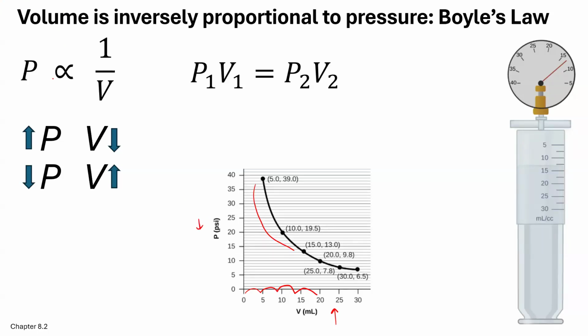So pressure is proportional to 1 over volume. So as volume goes down, pressure goes up. As volume goes up, pressure goes down. And it kind of makes sense to me, right? If you have like this cylinder, and you make the volume smaller, so now it's only this much, the pressure is going to go up.